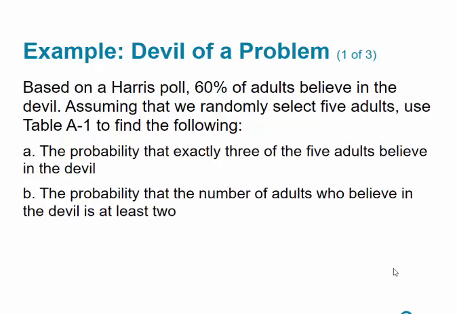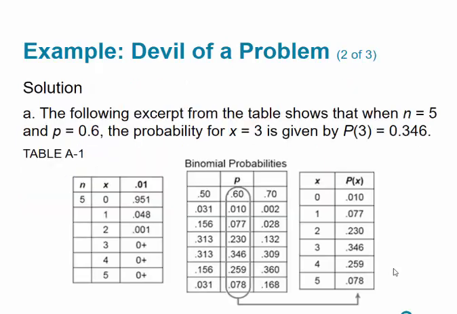Now, here's another example. Based on a Harris poll, 60% of adults believe in the devil. Assuming that we randomly select 5 adults, here it says use the table. We're not going to use the table. We're just going to go ahead and use Excel. So, A, the probability that exactly 3 of the 5 adults believe in the devil, and B, the probability that the number of adults who believe in the devil is at least 2.